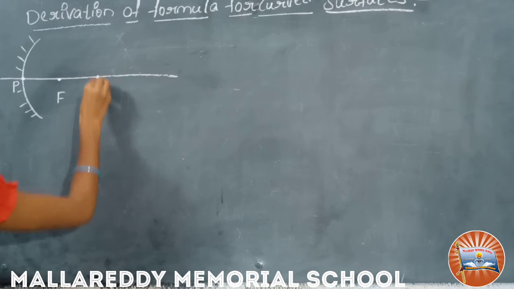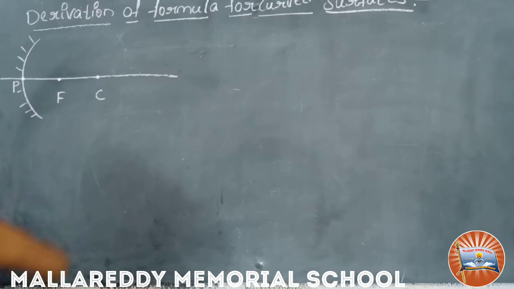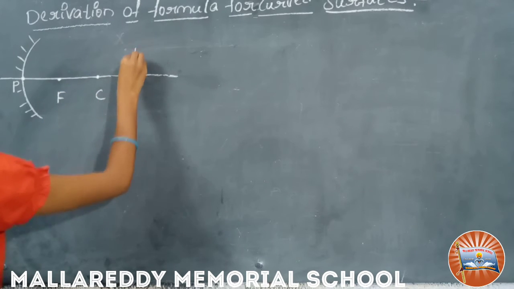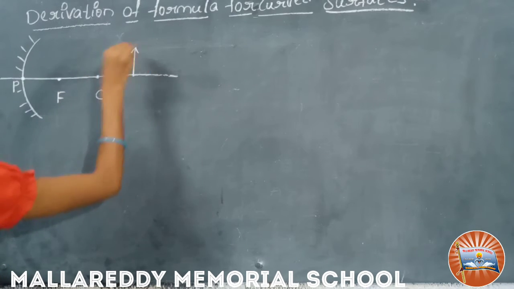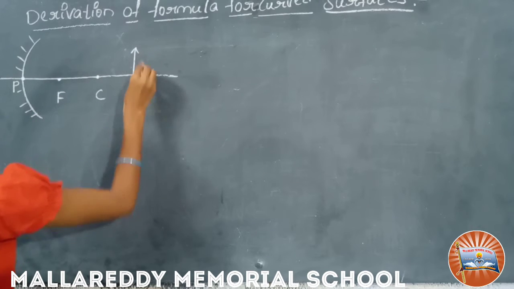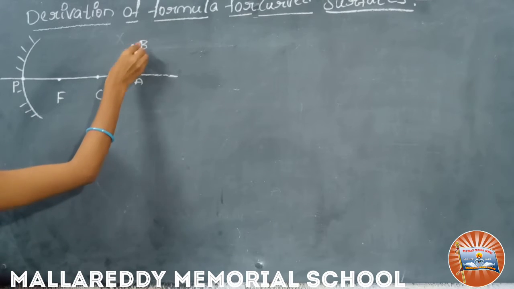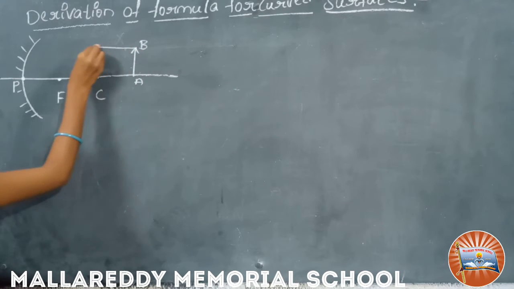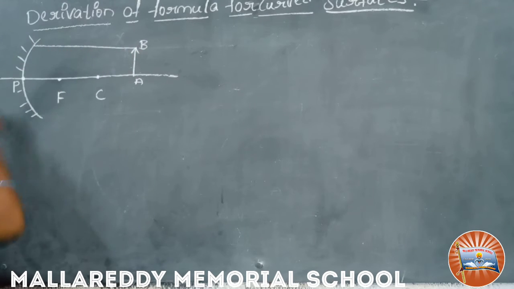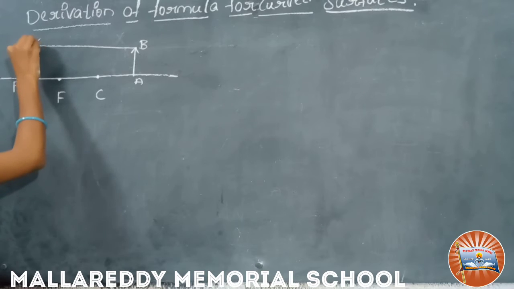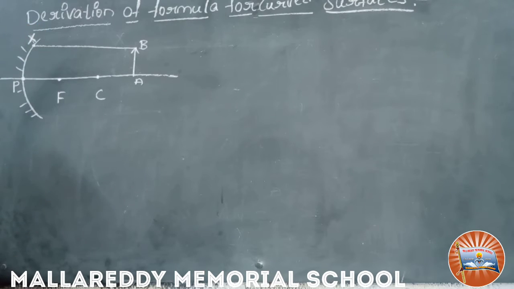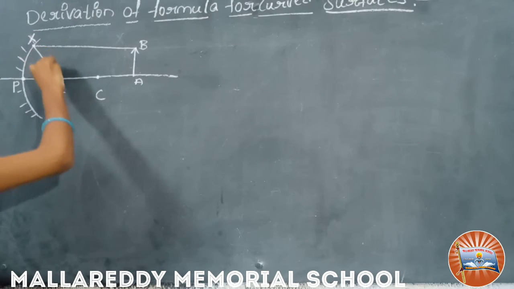focus and center of curvature. Now take the object here. Assume this is the A and B. Now from the point B, the light ray is incident on the mirror, right? It strikes the mirror. So here take the striking point as X. Okay. After incidence, it will reflect through the focus.